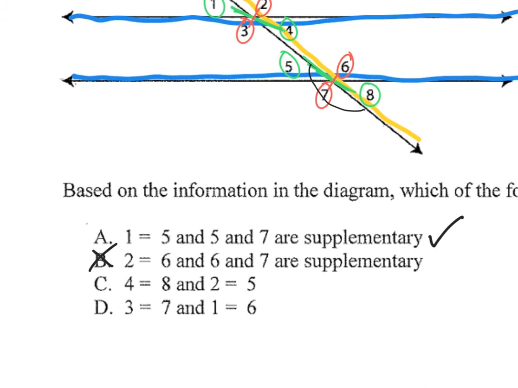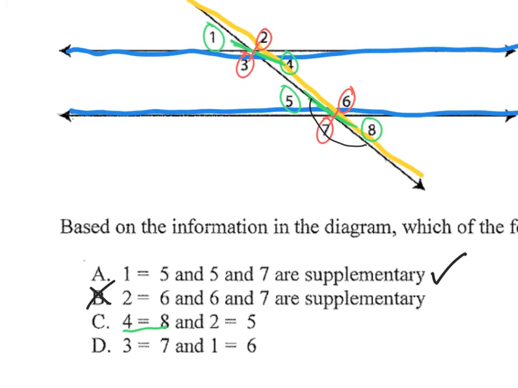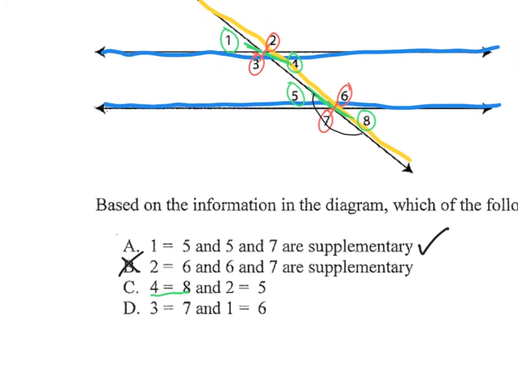In fact, I'm going to underline these in green. 4 and 8 are green. And then 2 and 5. Well, 2 is red and 5 is green. In fact, that's probably how I should do this. So I've got those are both green. 2 was red, 5 was green. So this one is now out.